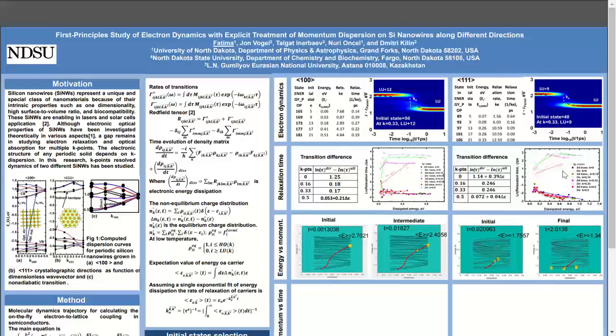Silicon nanowires have some intrinsic properties such as one-dimensionality and high surface to volume ratio. So it's a special class of nanomaterials, and they are included in solar cells and lasers. The electronic properties of silicon nanowires have been studied theoretically already, but it does not include multiple K points, and we know that periodic solids need multiple K points. So in our previous study, we studied electron dynamics on different silicon nanowires, but we did not include multiple K points.